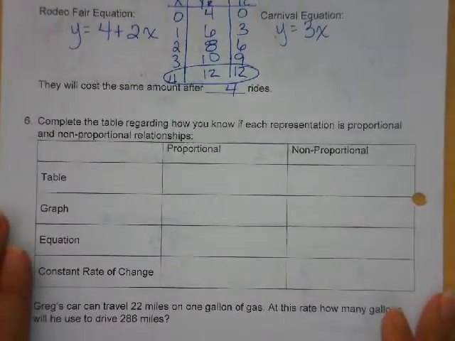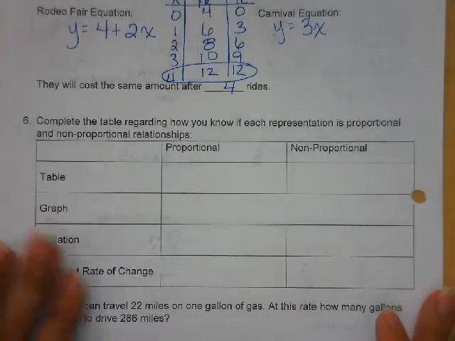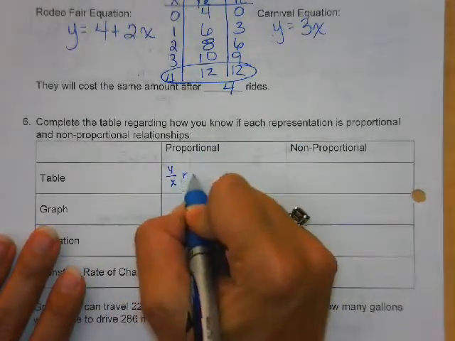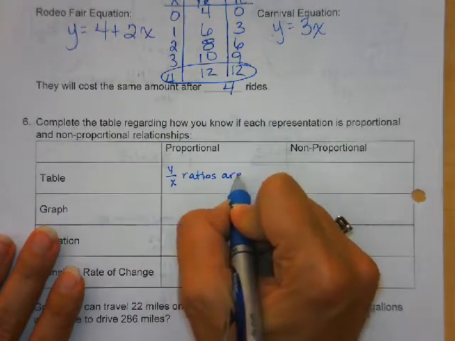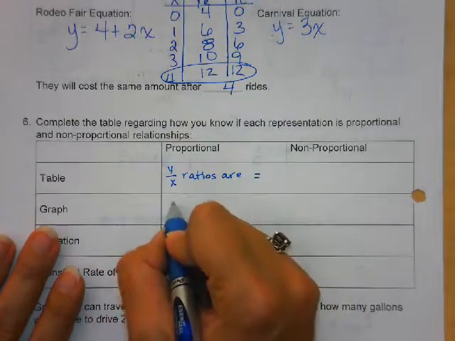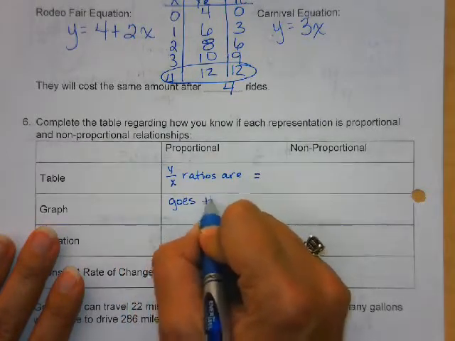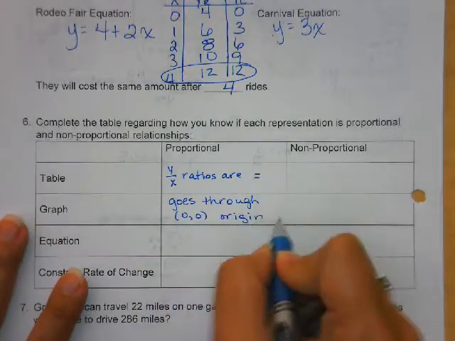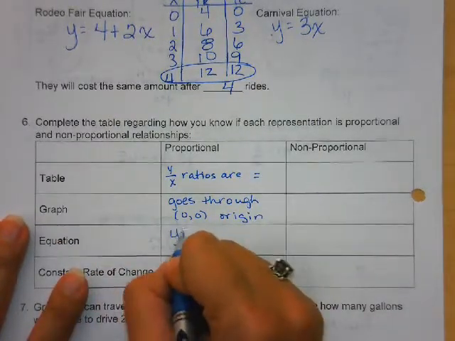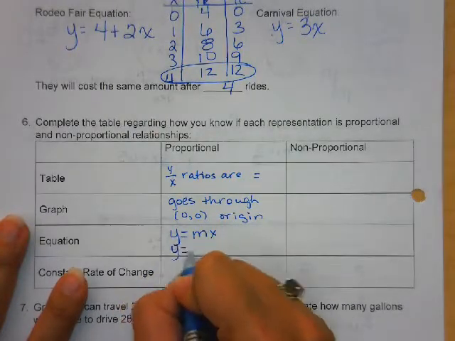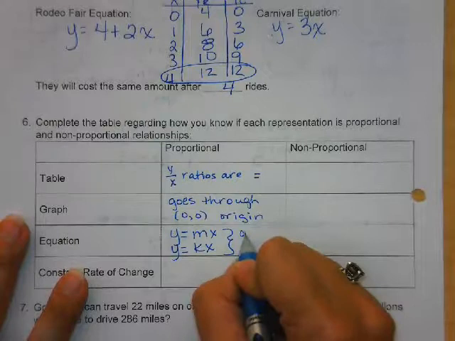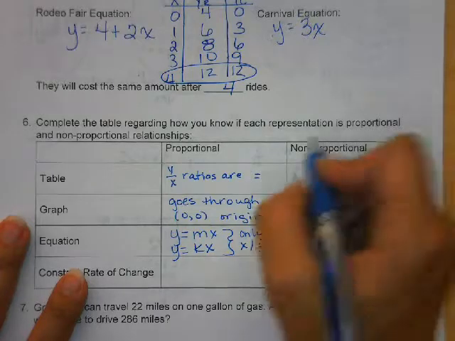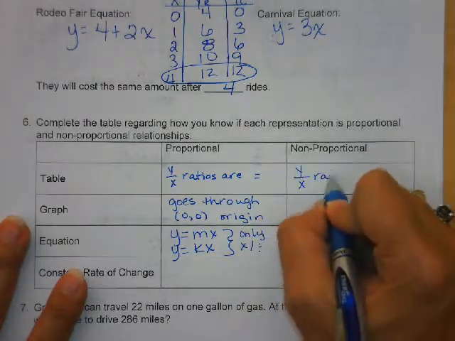Complete the table based on what you know. This is our Venn diagram that we did at the very, very beginning of the unit. If a table is proportional, then the y-x ratios are equal. If a graph is proportional, it goes through the origin or the 0, 0. If an equation is proportional, y equals mx, or you can say y equals kx, so you can say only multiplies or divides, there's no addition.